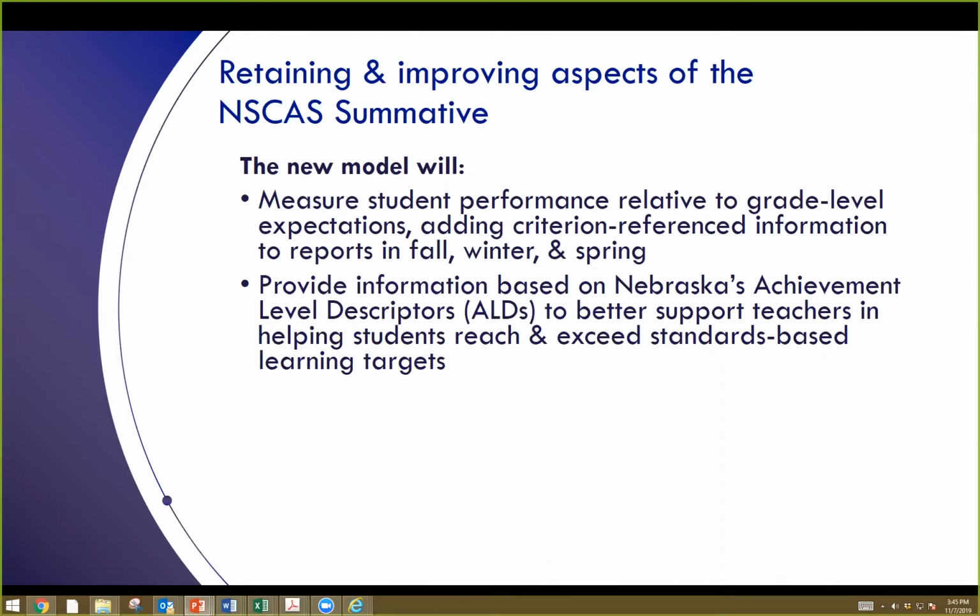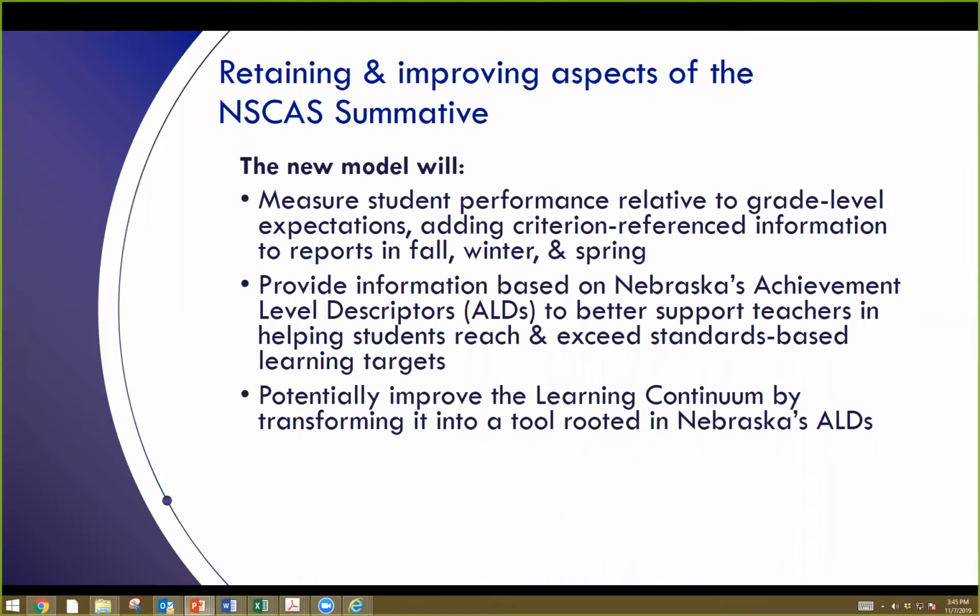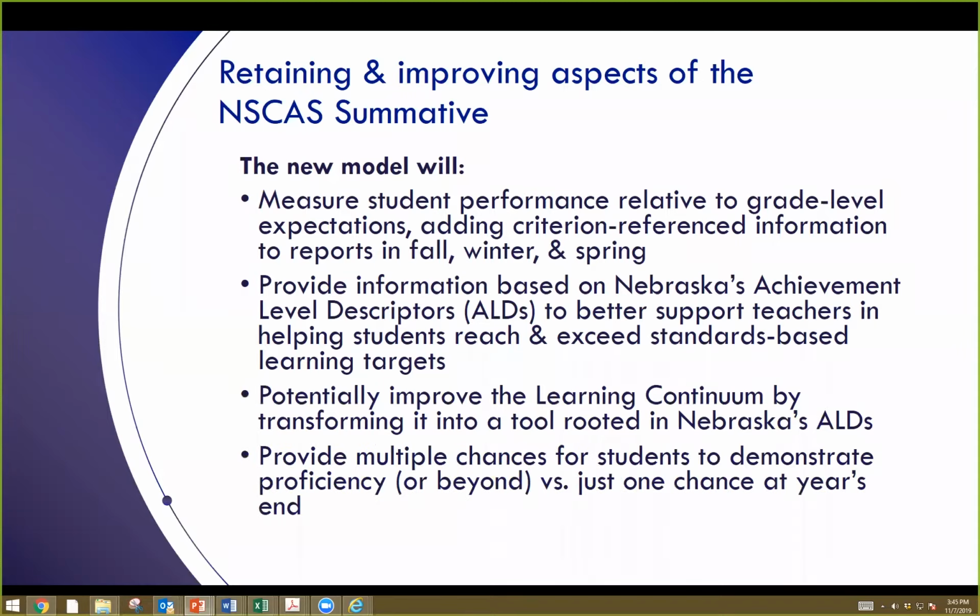We're going to be able to continue to provide information based on Nebraska's achievement level descriptors, or ALDs. Nebraska teachers wrote those ALDs, and we're going to continue to get information back based on those ALDs to continue to help us figure out where students are and where they need to go next in reaching our high expectations. We have the potential, like I said before, about the learning continuum to improve that tool by using Nebraska's ALDs to improve the information we're going to get back at the end of each one of those assessments.